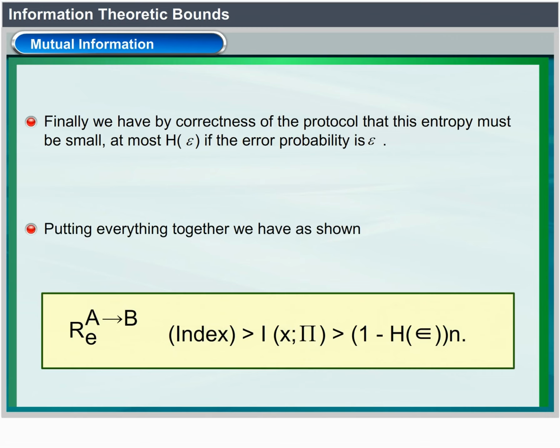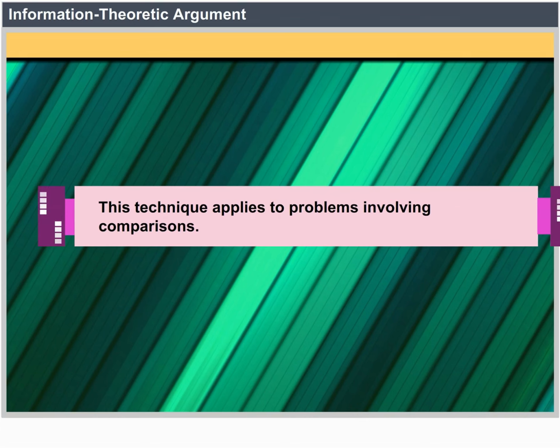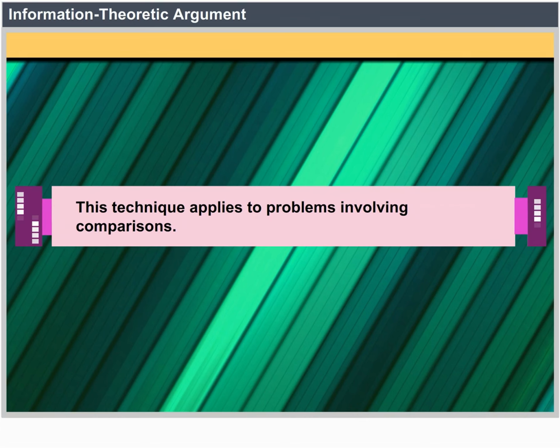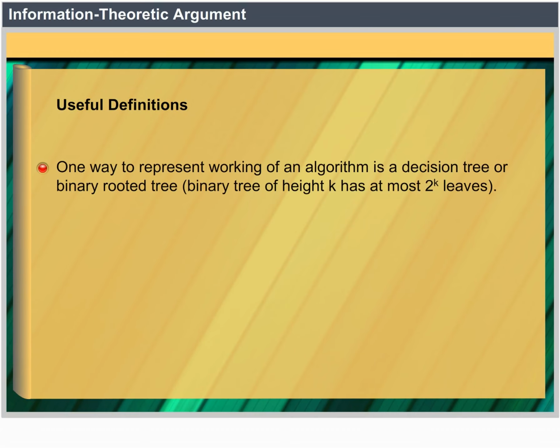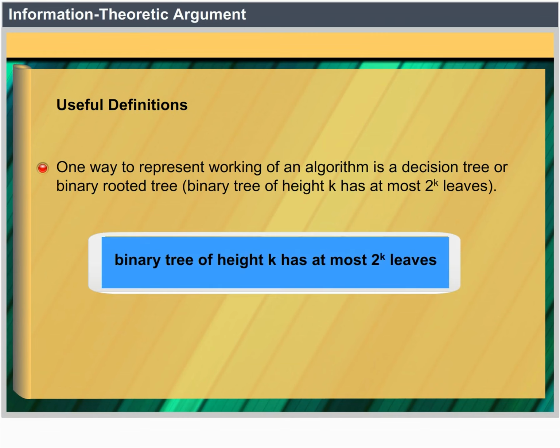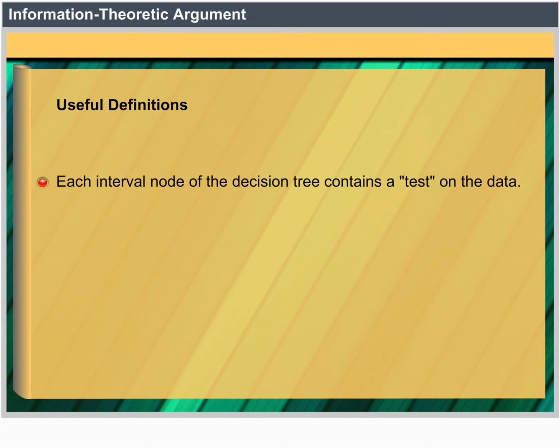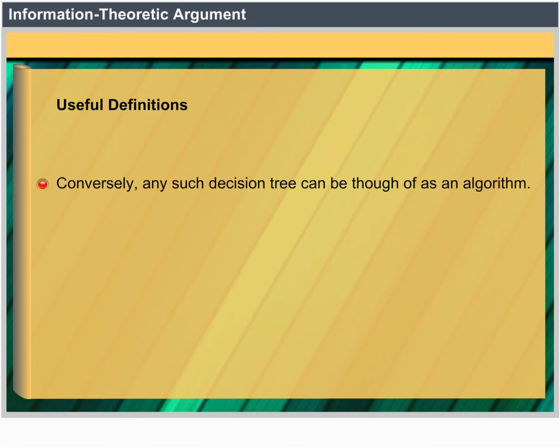Information theoretic argument. This technique applies to problems involving comparisons. Useful definitions. One way to represent the working of an algorithm is a decision tree, or binary rooted tree. A binary tree of height k has at most 2 to the power k leaves. Each internal node of the decision tree contains a test on the data. Each leaf, or verdict, contains an output. Conversely, any such decision tree can be thought of as an algorithm.